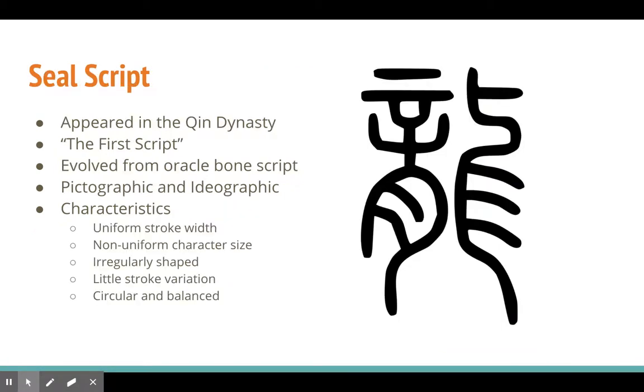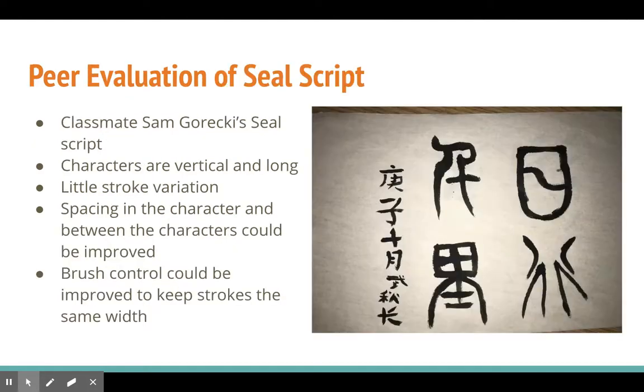Next, we have seal script, which appeared during the Qin Dynasty. It is known as the first script. It evolved from oracle bone script and is pictographic and ideographic. Characteristics include uniform stroke width, non-uniform character size, irregularly shaped, little stroke variation, and circular and balanced characters.